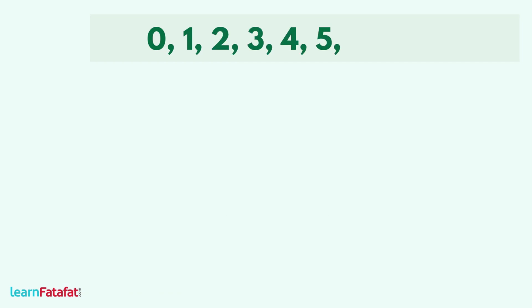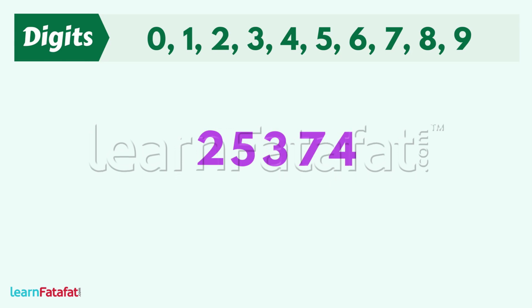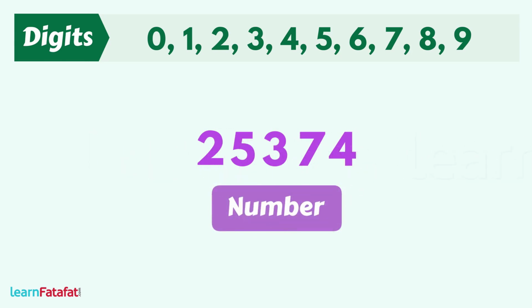The 10 symbols 0, 1, 2, 3, 4, 5, 6, 7, 8 or 9 are used to form all numbers. Each of these symbols is called a digit. We use one or more digits to write a number.